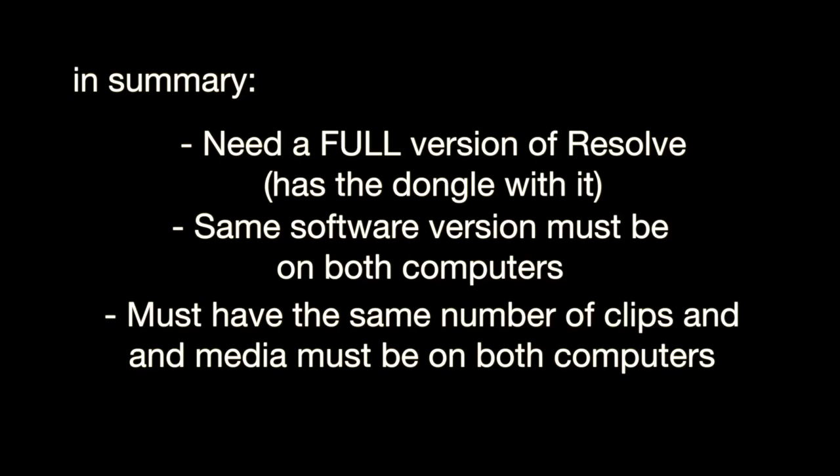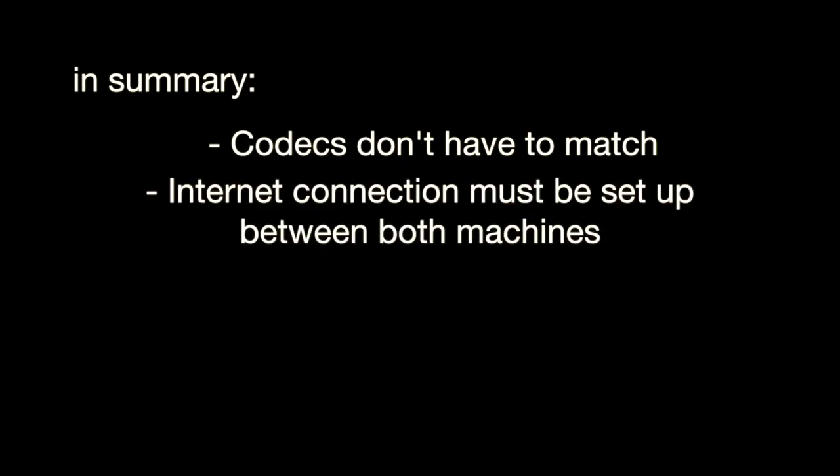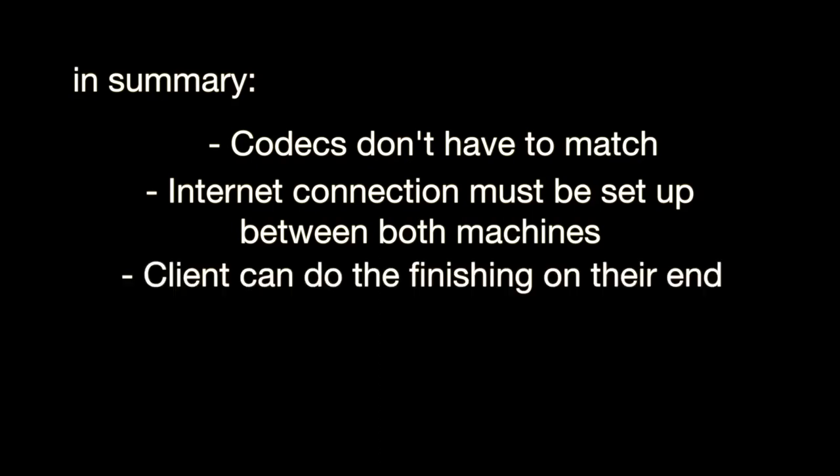Must have media on both machines, so you can download the media or you can mail it on a hard drive if it's a bigger project. But either way, you're going to need media on both sides. Codecs don't have to match. So you could have ProRes 444 on one end and ProRes LT on the other. The internet connection needs to be set up between both machines, as I talked about earlier. The colorist doesn't have to render. The client can handle the finishing on their end.